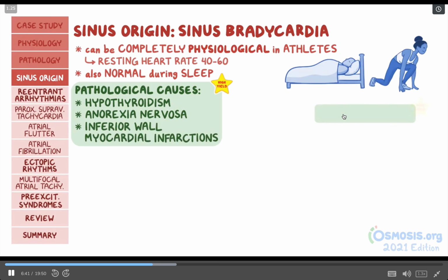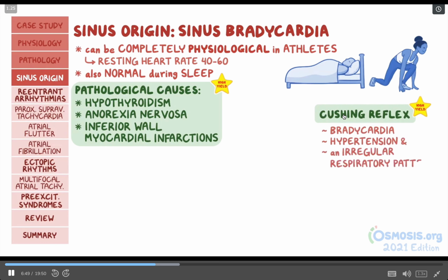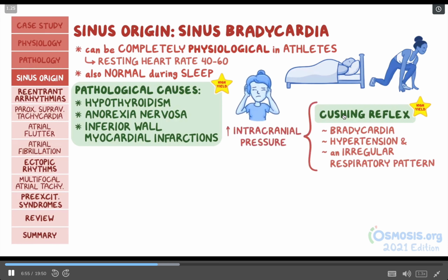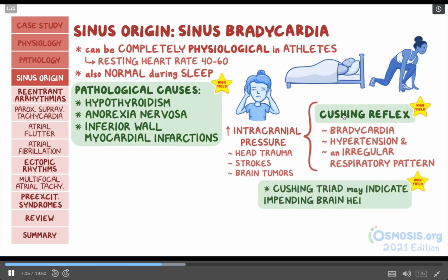Another high-yield cause of bradycardia is the Cushing reflex, which includes the characteristic triad of bradycardia, hypertension, and an irregular respiratory pattern. This reflex occurs as a consequence of increased intracranial pressure, which can manifest from a variety of pathologies like head trauma, strokes, and brain tumors. For your exams, note that Cushing triad may indicate impending brain herniation, and thus it is a medical emergency.